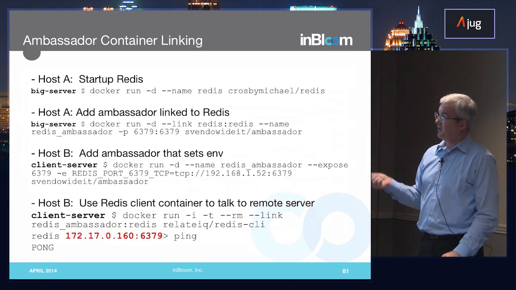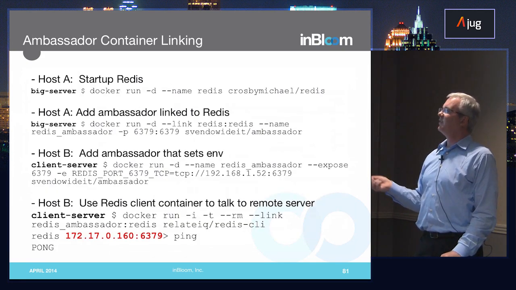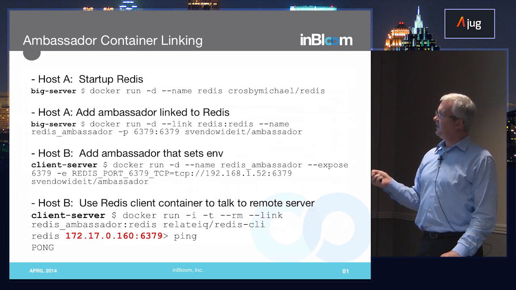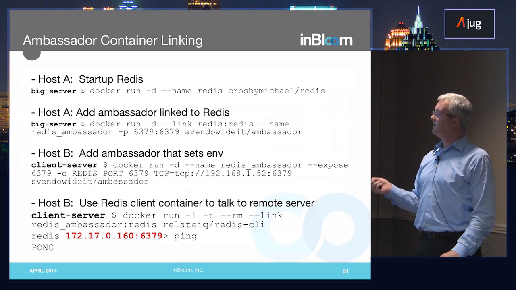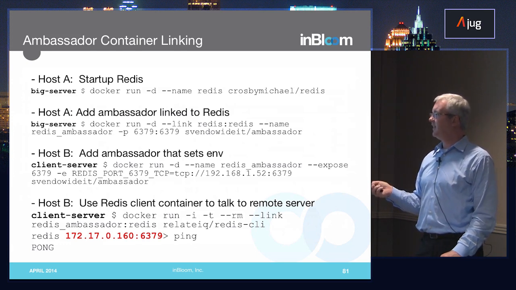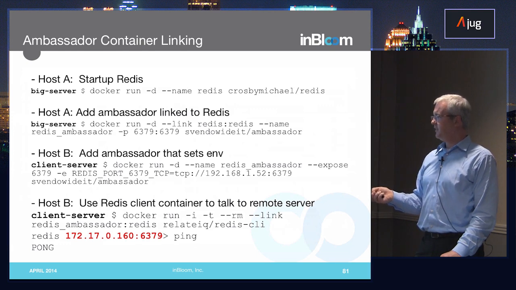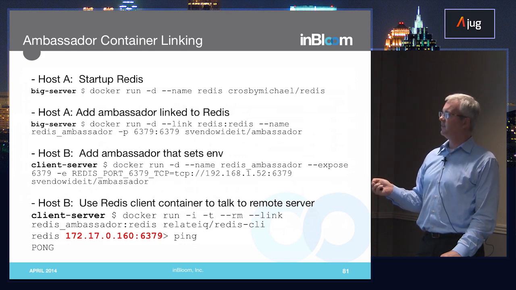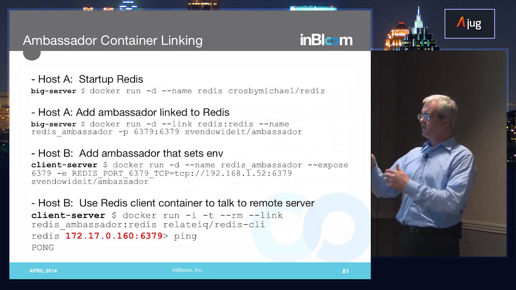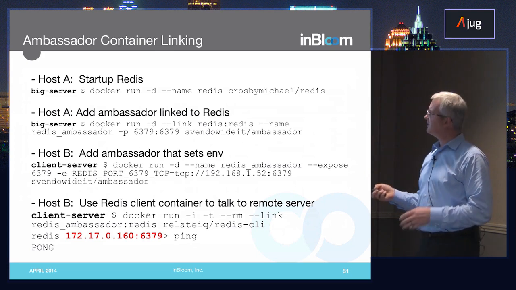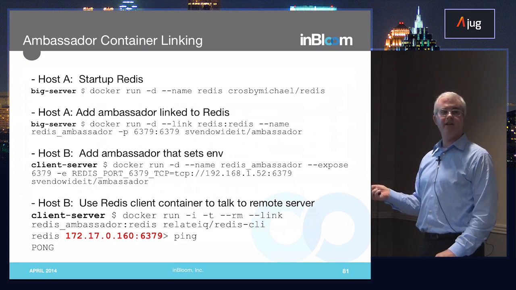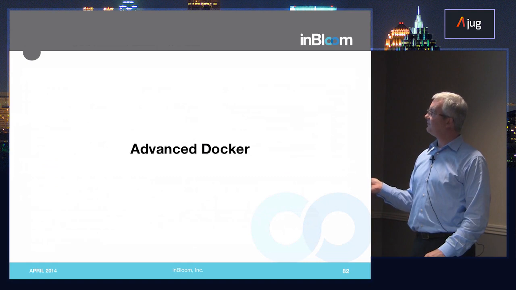So this shows a very detailed example of container linking. You have a big server and a client server. You start up Docker run Redis and then have an ambassador tie into it. Then you start a client server ambassador, and then your client server, the CLI, which talks to the ambassador, and this one has the configuration to talk to the other ambassador. Those two share environment variables, so it's hidden from the client.